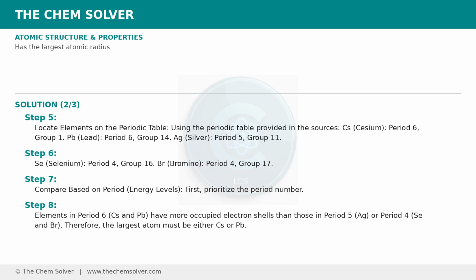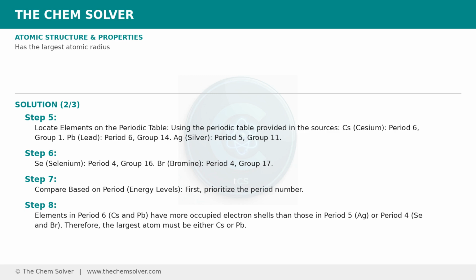Locate elements on the periodic table. Using the periodic table provided in the sources: Cs, cesium, period 6, group 1. Pb, lead, period 6, group 14. Ag, silver, period 5, group 11. Se, selenium, period 4, group 16. Br, bromine, period 4, group 17.